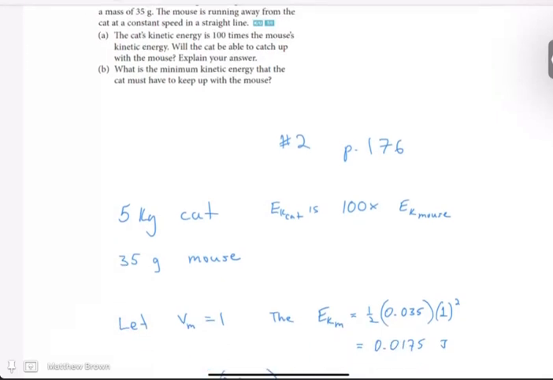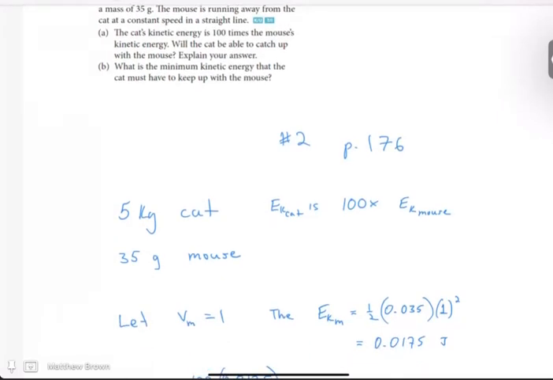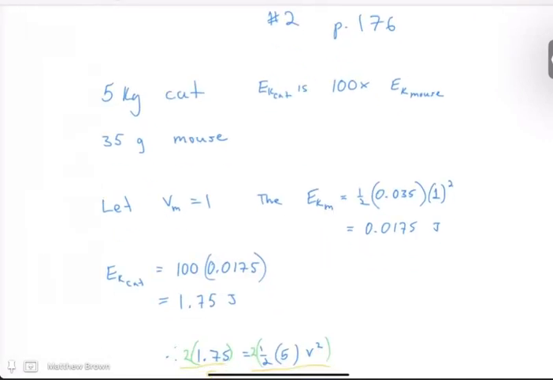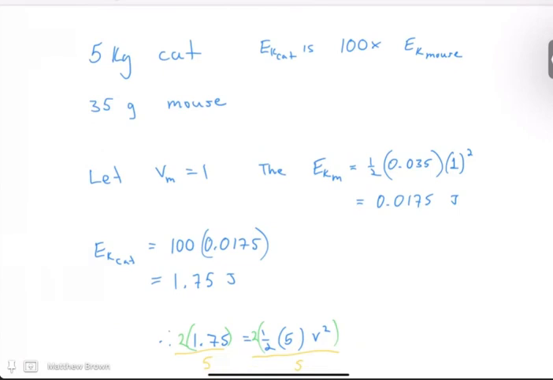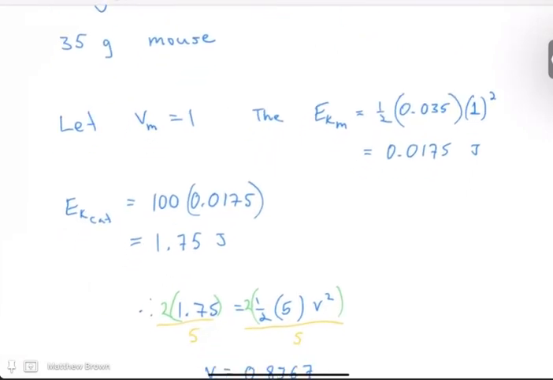And you're only told the cat's kinetic energy is 100 times the kinetic energy of the mouse. So one other way to do it is you just say let the speed of the mouse be 1, right? Just give it that value, and then you're going to get the speed of the cat as some other number, and then you can just compare those two numbers.